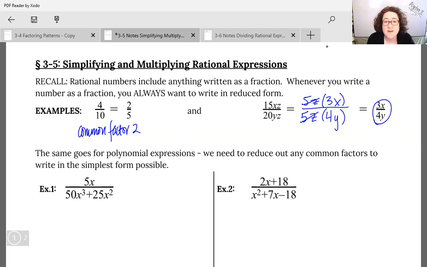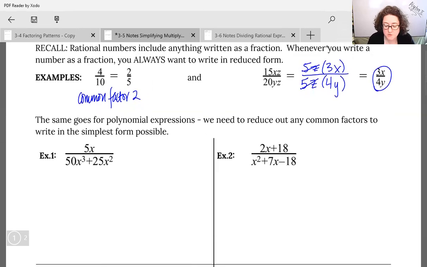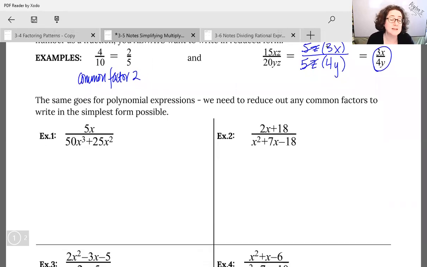We can do this with factoring expressions as well. Just keep in mind, you always want to factor completely. This includes taking out any GCF and then factoring into sets of parentheses before you start simplifying things out. So first example, we have a 5x, then we have 50x cubed plus 25x squared in our denominator.